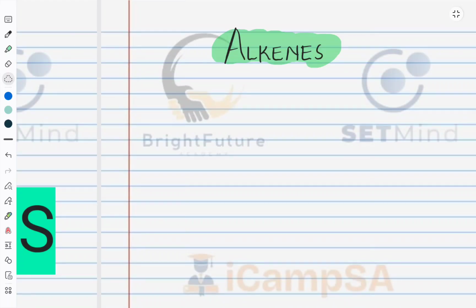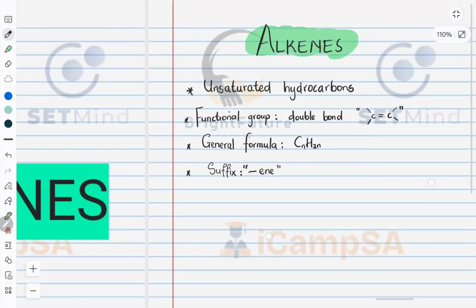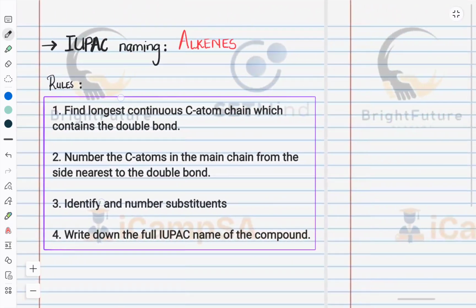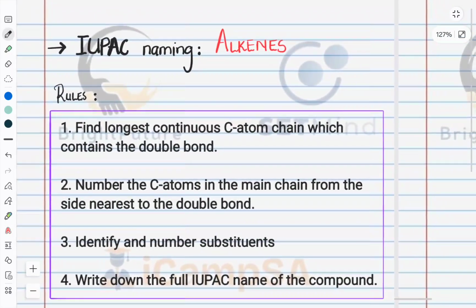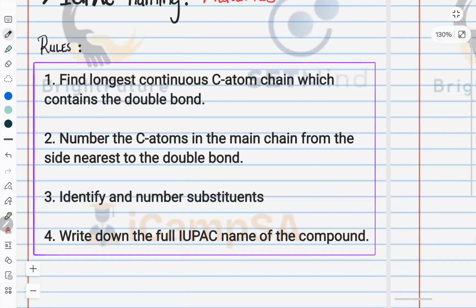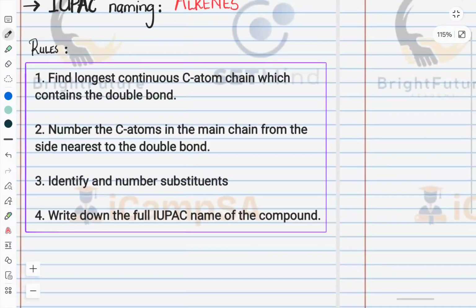So just to put the characteristics here for you, these are unsaturated hydrocarbons, and everything else we've already spoken about. All right, so let's go to the rules of naming this homologous series. Like I said, the rules are pretty much the same. You number the carbon atoms in the main chain from the side nearest to the double bond.